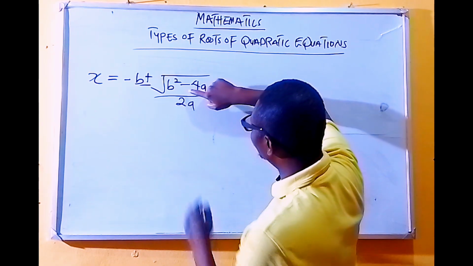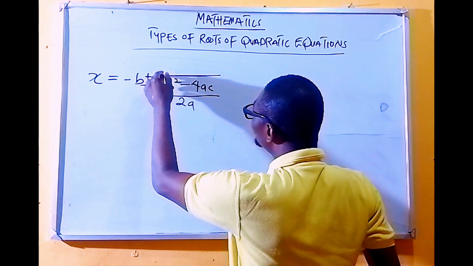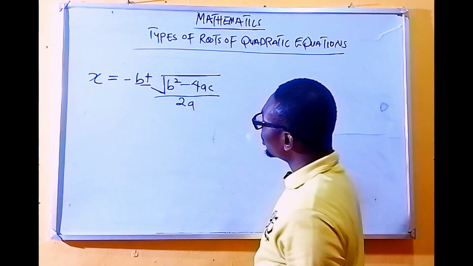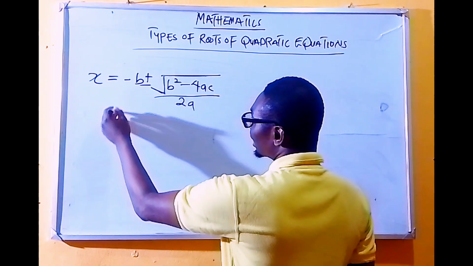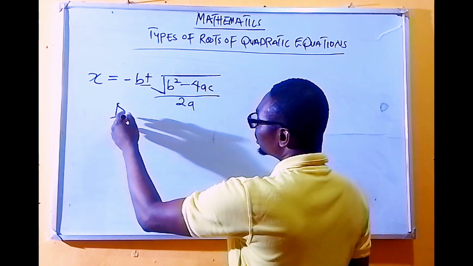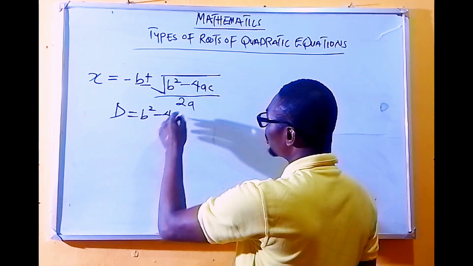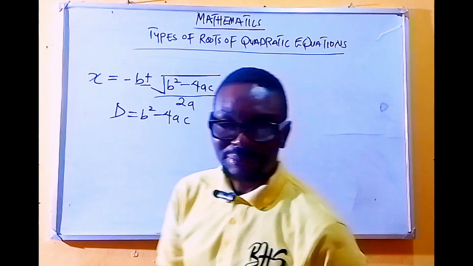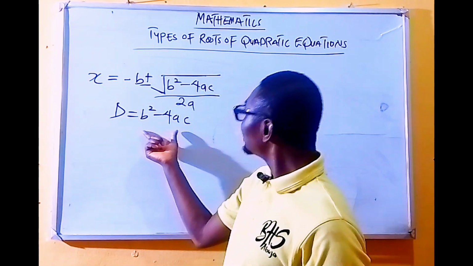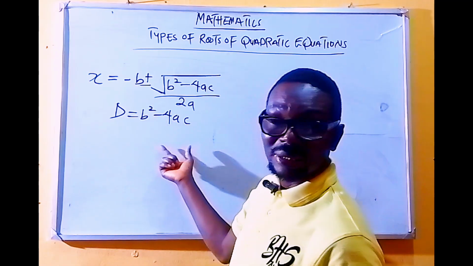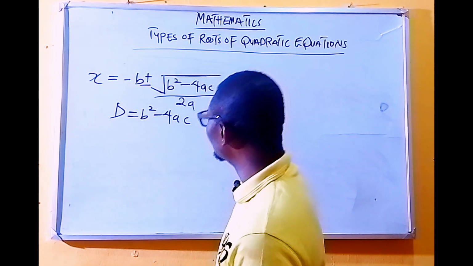The special part under the root of this quadratic formula is called the discriminant, that is D. So the discriminant is equal to b squared minus 4ac. This discriminant is used to determine the type of root of a quadratic equation.